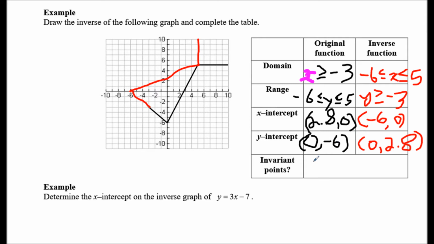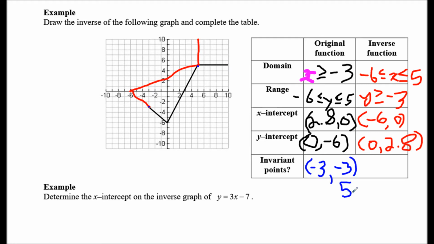Alrighty, invariant points. Well, where are the invariant points? I think I got one right here. I don't think it moved at (-3, -3). So lo and behold, (-3, -3). And what's the other one up here? Oh, I think there was one right there, which turned out to be (5, 5).